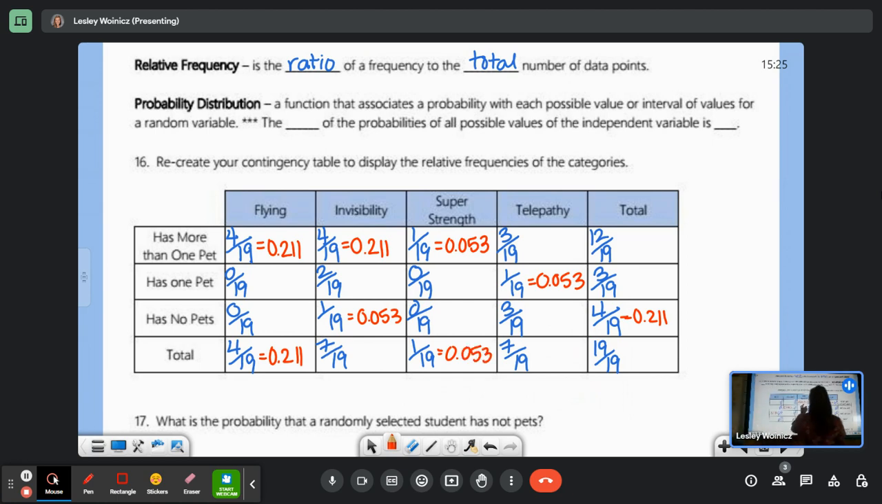Anyone that says 0, you can just say 0. That one's kind of fun. For 2 out of 19, that'll be 0.105. For the 3 out of 19, that will be 0.158.